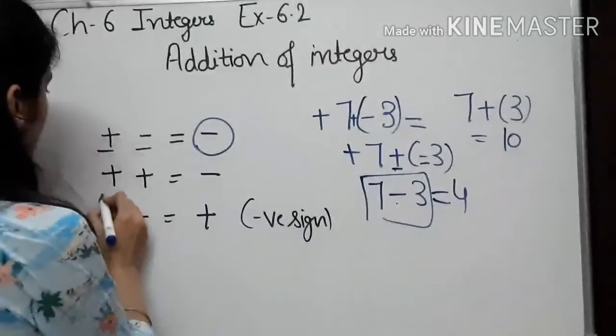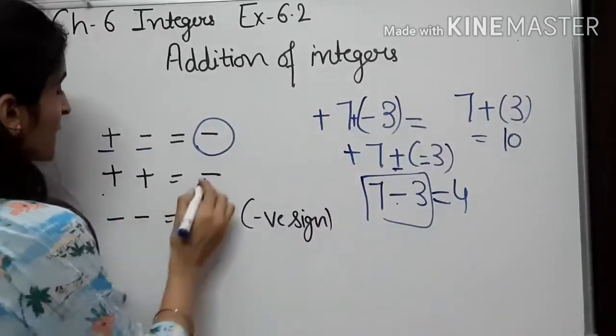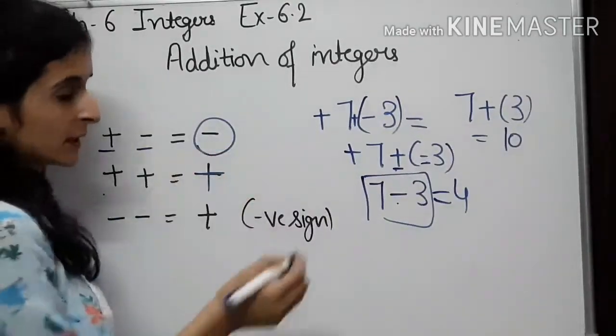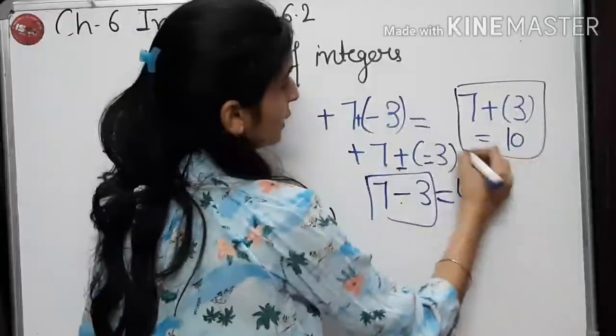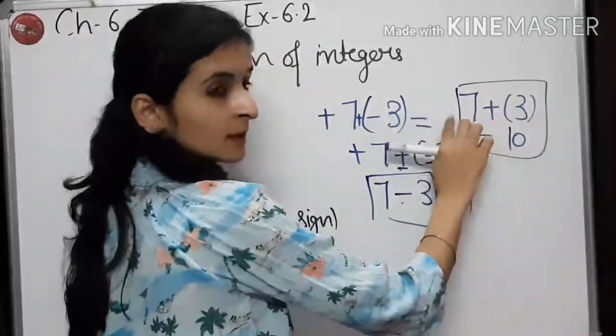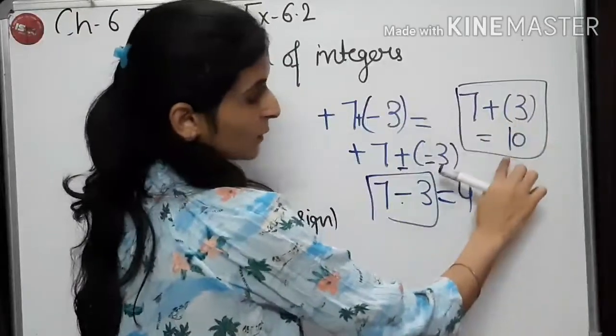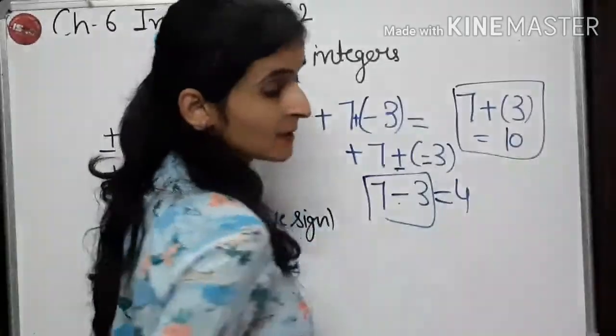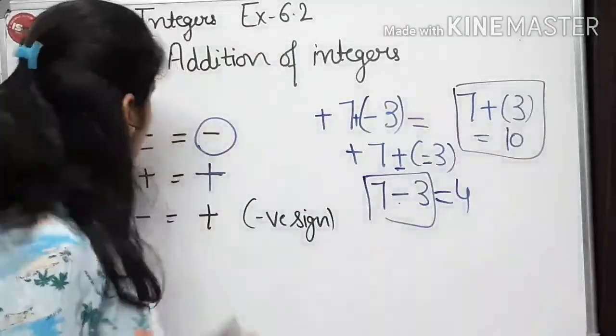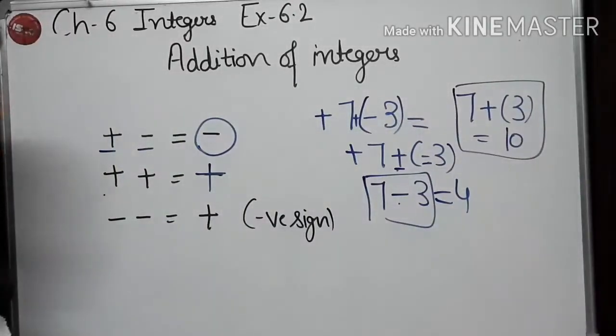Next is plus plus. When we have plus plus, then we will have a positive sign. That only I have explained to you. Positive 7 and positive 3. This will be added. 7 plus 3 is 10. Right? Then we have negative and negative.